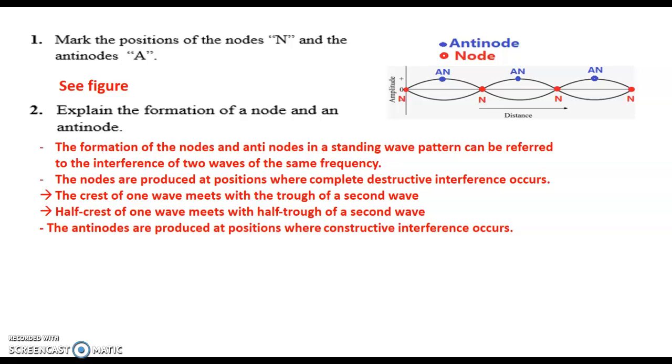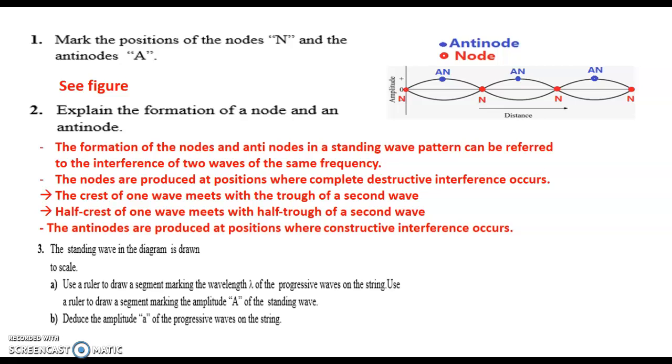The formation of the nodes and antinodes in a standing wave pattern can be referred to the interference of two waves of the same frequency. It is necessary that these two waves have the same frequency. The nodes are produced at positions where complete destructive interference occurs. The crest of one wave meets with the trough of a second wave, or half crest of one wave meets with half trough of a second wave, such that the amplitudes are equal but have opposite orientations. The antinodes are produced at positions where constructive interference occurs.